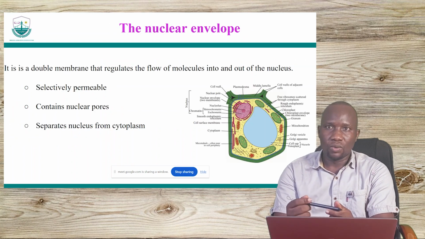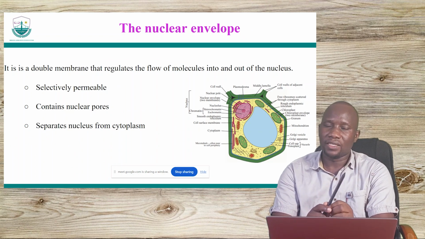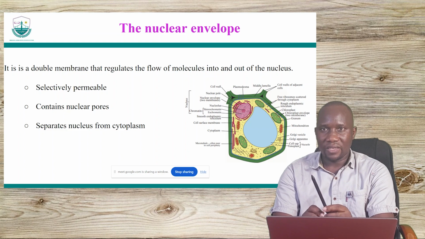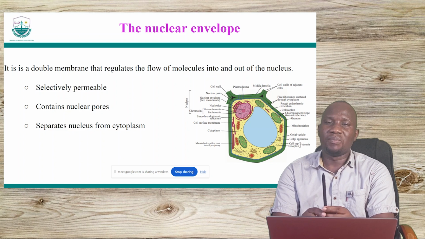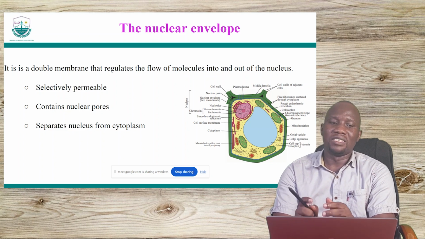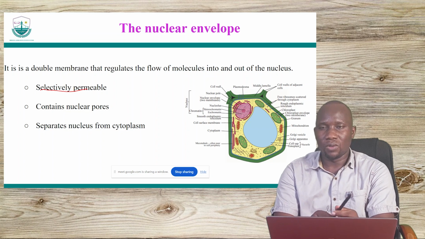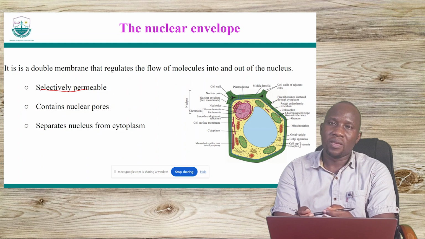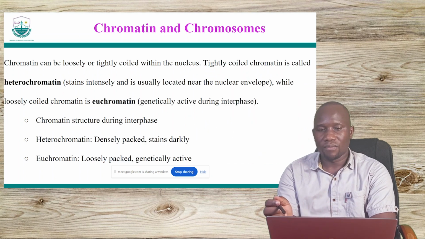So the nuclear envelope is what I've just explained, what encloses the nucleus. Therefore, it controls what enters the nucleus and what goes out of the nucleus. Like the plasma membrane, it is selectively permeable. That means it doesn't allow anything to just enter. It is very selective. It contains the nuclear pores, which are the holes through which this material moves. Basically, it is the membrane that separates what is inside the nucleus from what is outside, that is, the cytoplasm.